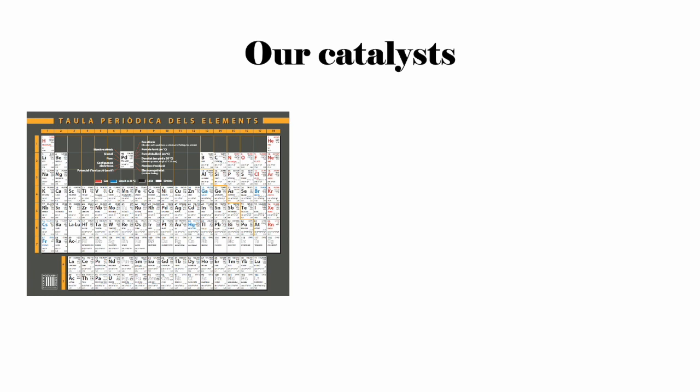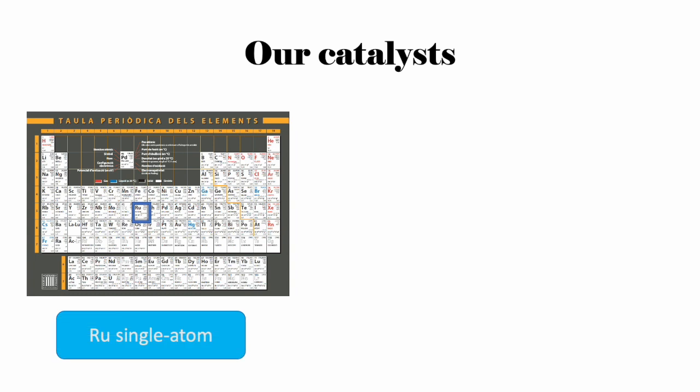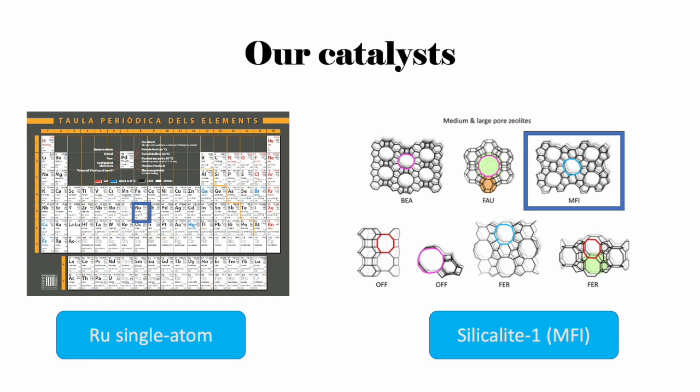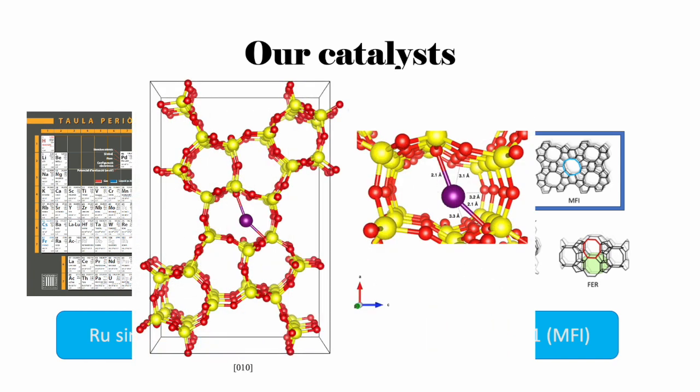Now we will present our catalyst. We chose, among all the transition metals, ruthenium as our single-atom catalyst. And as a support, we looked into zeolites, which are porous structures very used to encapsulate single-atom catalysts. In particular, we have chosen silicalite-1 in the MFI group, which is a pure silica zeolite. Here is an image of the encapsulated ruthenium in our silicalite that constitutes our catalyst.